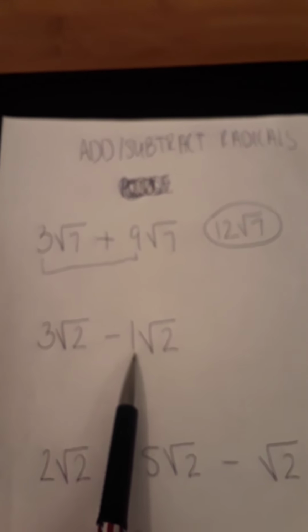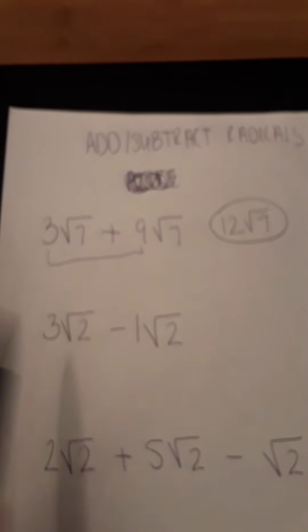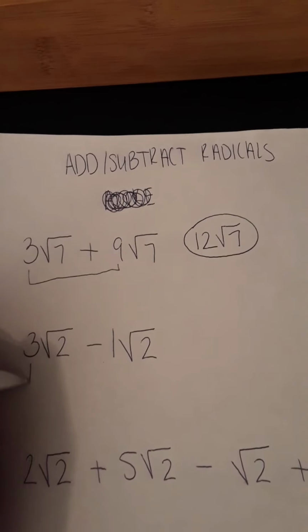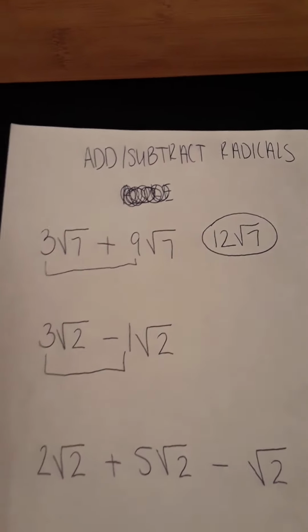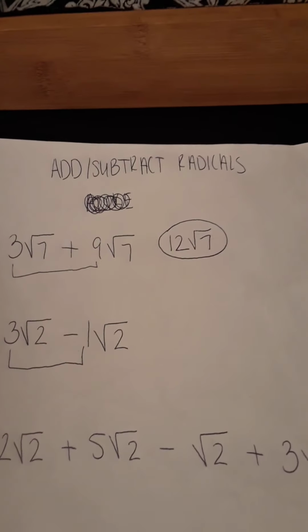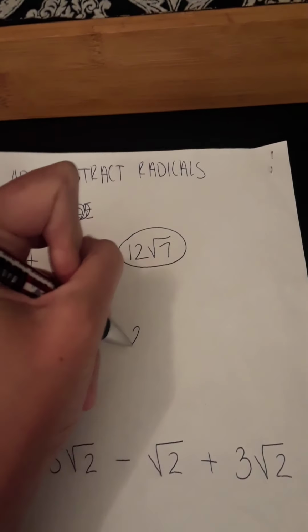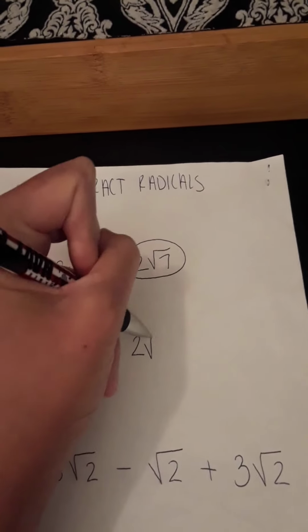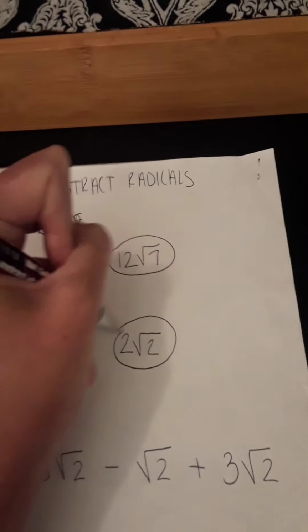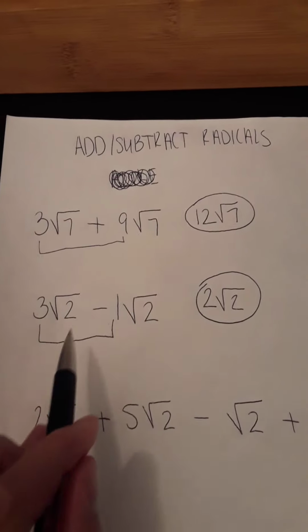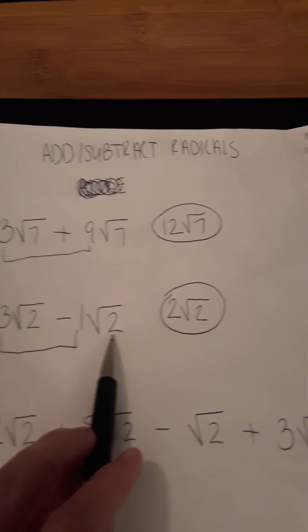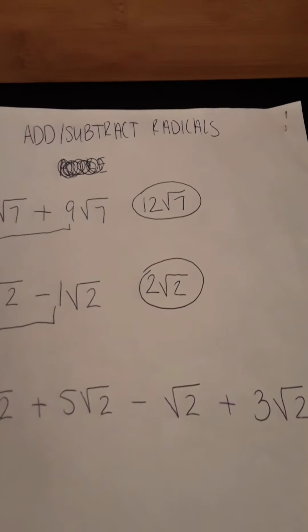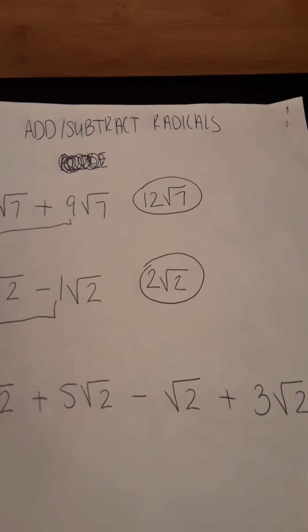So when I do 3 radical 2 minus 1, which I just added in because there's no number there, radical 2, I am only subtracting 3 minus 1. So what is 3 minus 1? 2. And what comes after that in your answer, let's not forget, radical 2. Because that was what we were in fact subtracting, because they were alike to each other. So the simplified answer of that question is 2 radical 2.